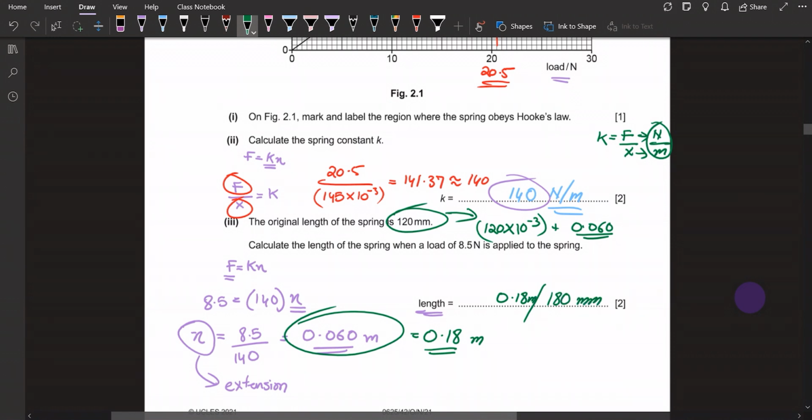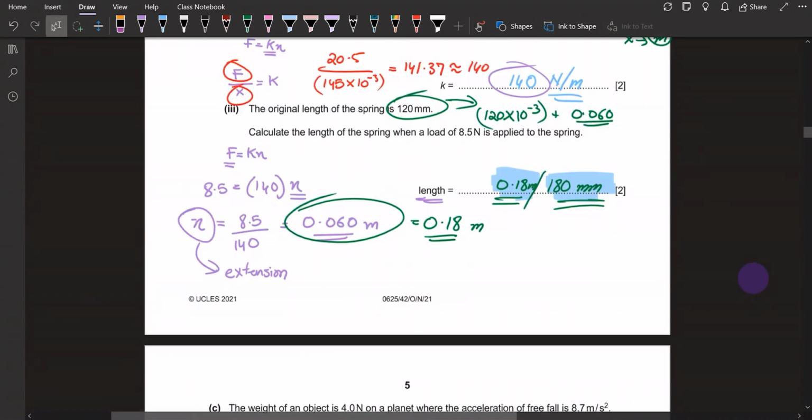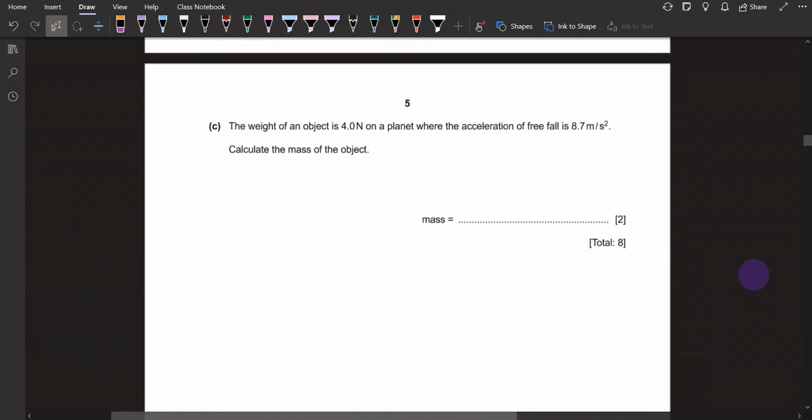So don't forget the units. If you don't write the units, you won't get marks because they didn't specify any unit to write in. So if you're writing in meters, you have to mention it's meters. If you're writing in millimeters, you have to mention that it's in millimeters. Only then you're going to get your answer and marks for that.